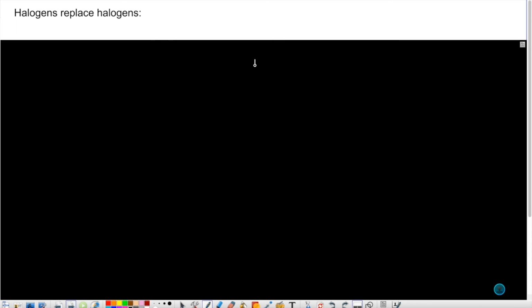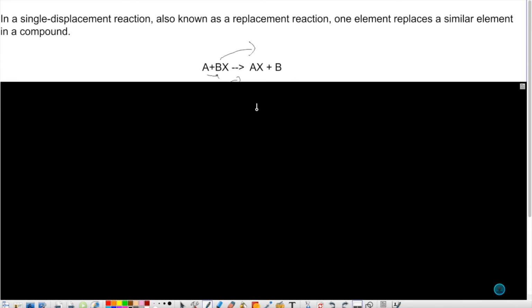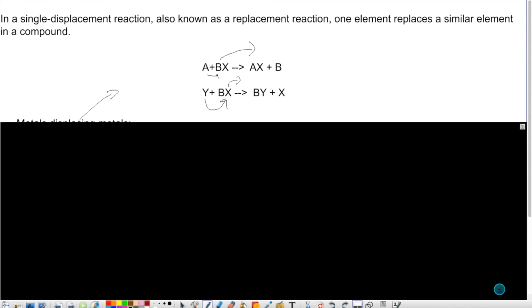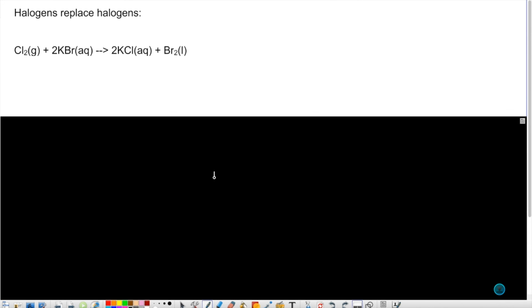Here are a couple more examples. Halogens replacing halogens. Well, what type is that going to be? Well, that's going to be nonmetals replacing nonmetals. So that's the second type here, right? All right, so chlorine plus potassium bromide forms potassium chloride plus bromine. All right, so here the chlorine is displacing the bromide. Remember, bromine and chlorine are both diatomic molecules. But when they form ionic compounds, they have a charge of -1. So you have to be aware of that. You have to be picking up on these things.